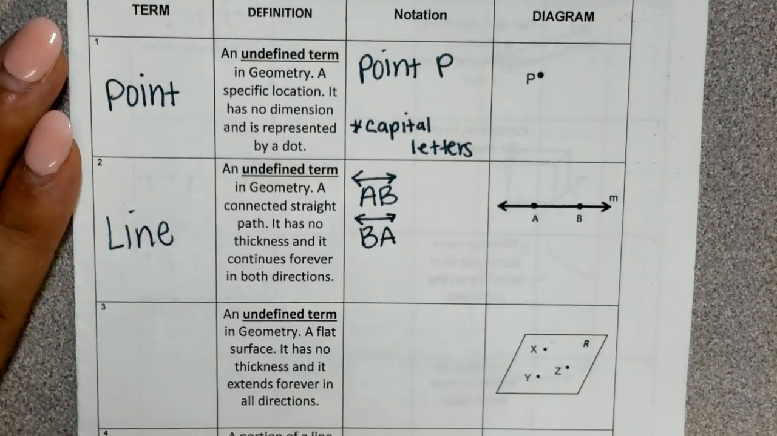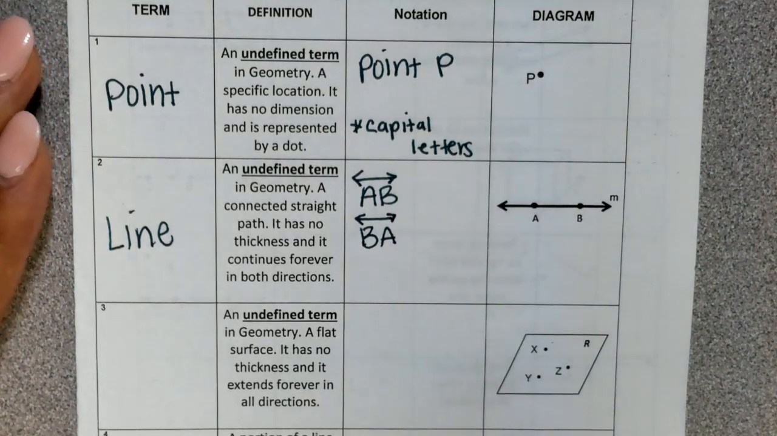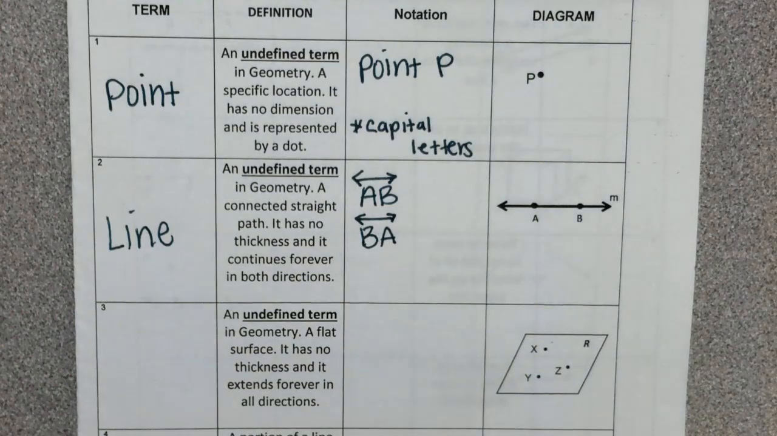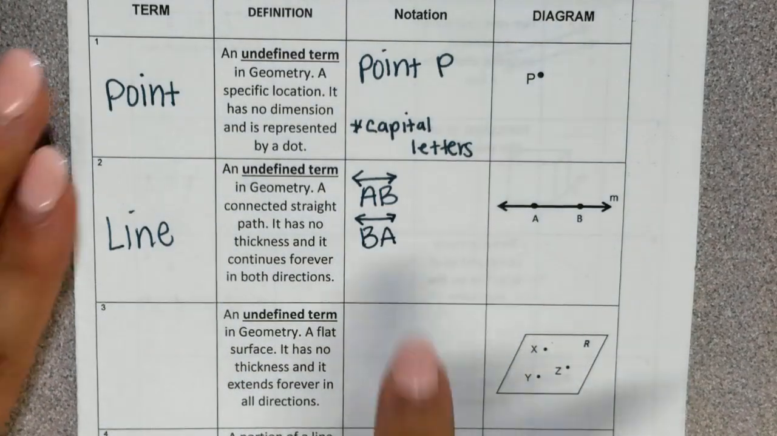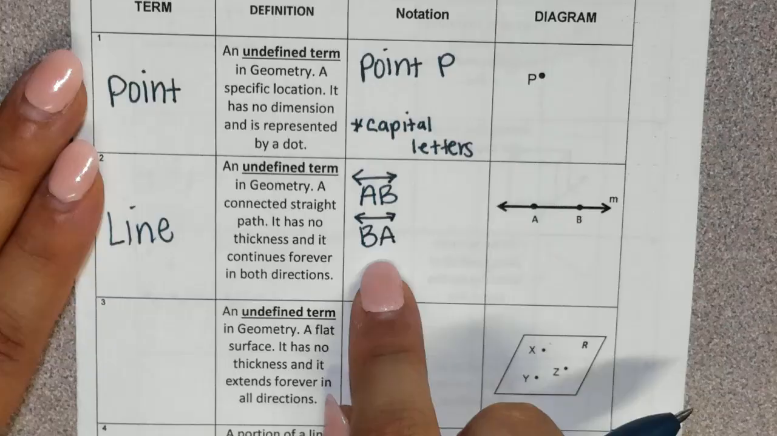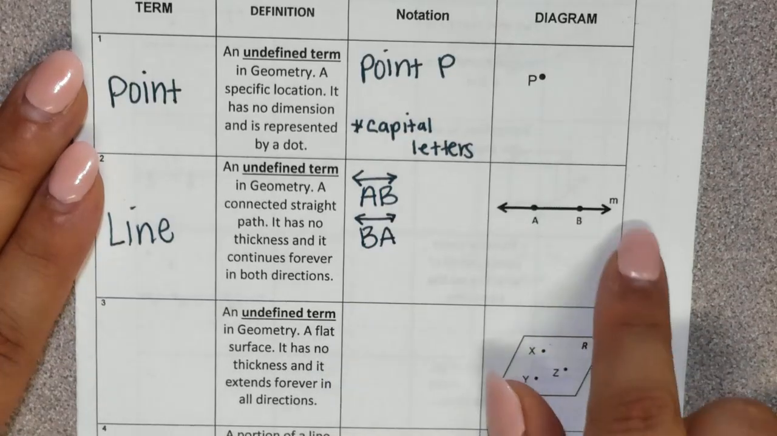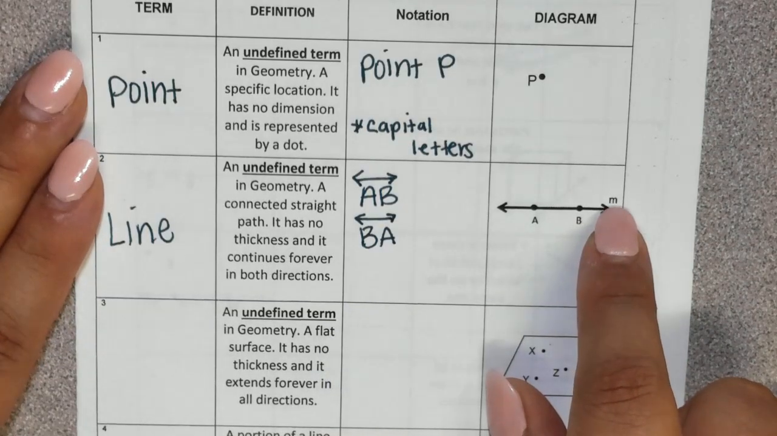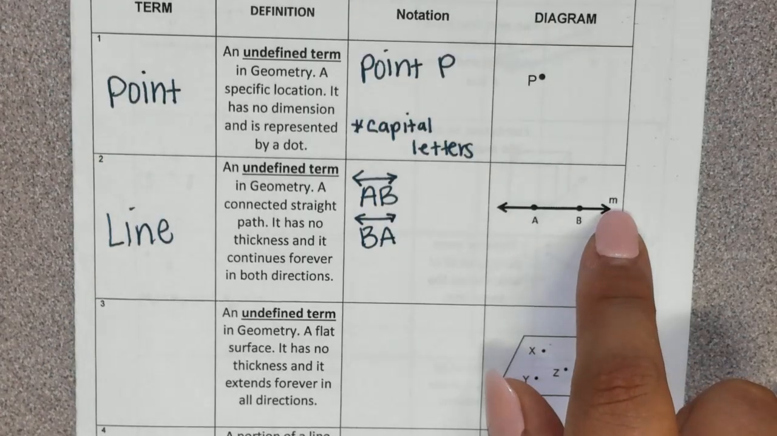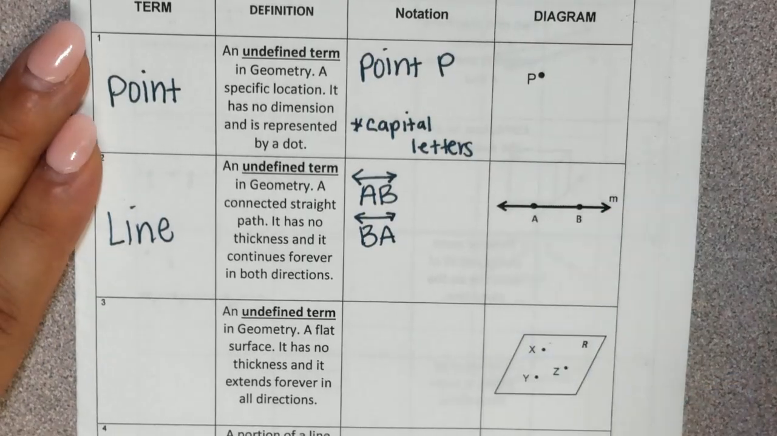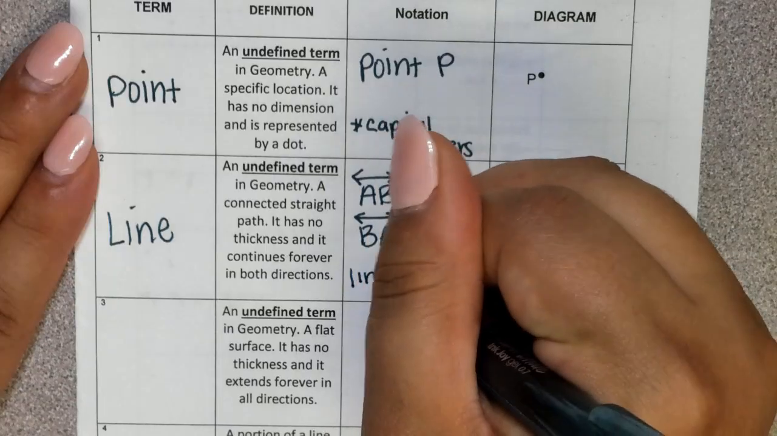Okay, so let's talk about that. First of all, I'm going to go back with what Christiana said. She said it has 2 points. So you have to have 2 capital letters for a line. However, Jason noticed what letter is over here that's not capital? M. A line can also be named with a lowercase letter. So I could also call this line M.